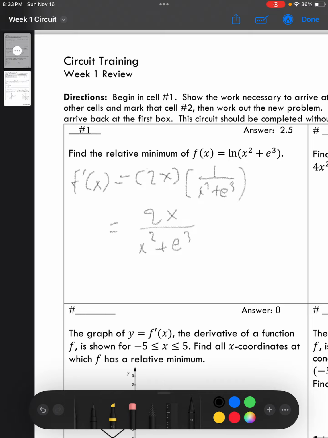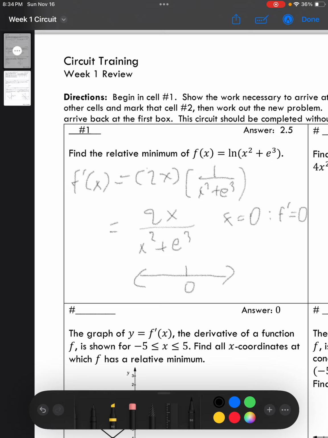So critical values. Immediately we see that x equals 0 is a critical value, because it makes f prime equal to 0, since 2 times 0 is 0. So 0 on the numerator is 0. And if we try to make f prime undefined, that means making x squared plus e cubed equal to 0. Then we would get x squared equals negative e cubed, and we can't square root a negative. That'll lead to complex solutions, so that's not a valid solution. So our only critical value is x equals 0.